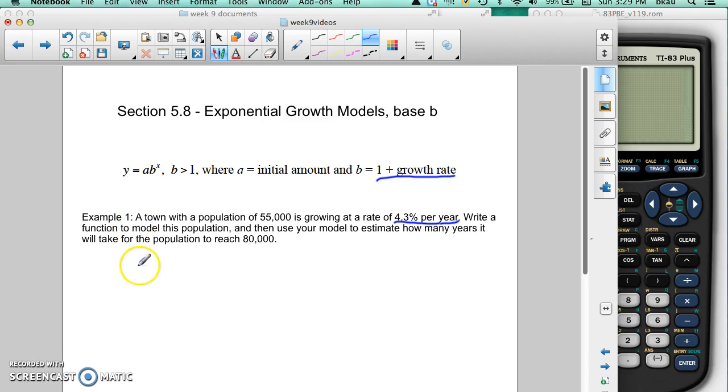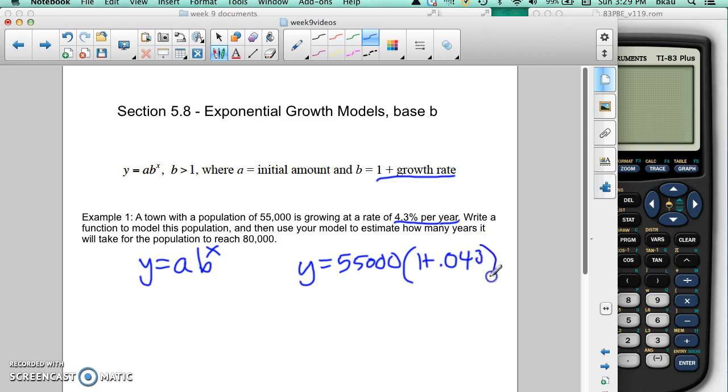Alright, so here's our model. Y equals A times B to the X power. Now in this case, as I said before, A is going to be your initial population, which is 55,000. B is going to be 1 plus the growth rate, in this case 4.3%. And your X value here is going to be time, so we can put T in there, or we can put X. But X stands for time. X is time in years.